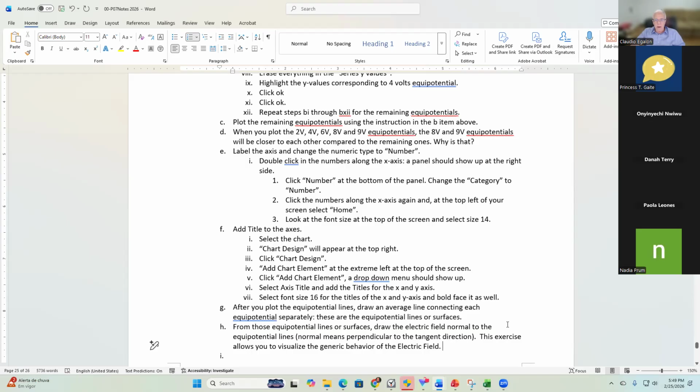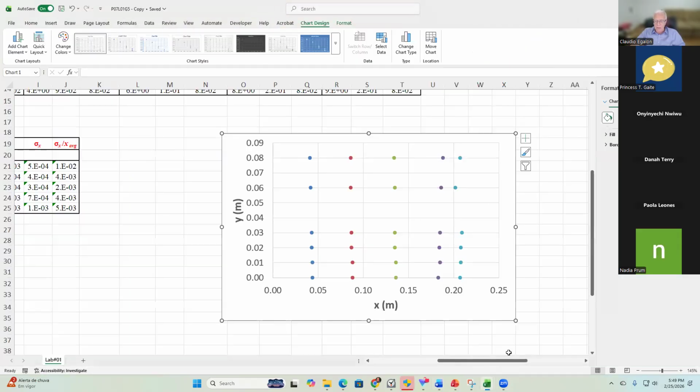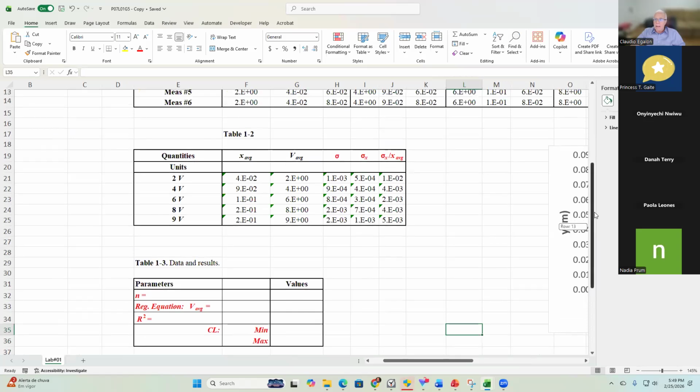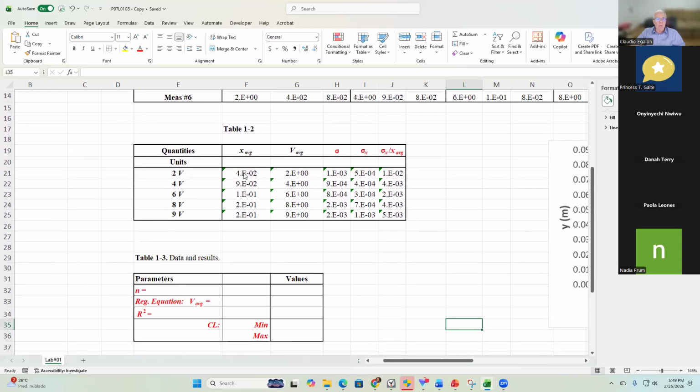This one is just our first graph. The first graph takes a long time to do because it is actually a total of 5 graphs in one. The next thing you have to do, you're going to plot table 1.2, the average versus x average. That's the second graph you're going to do, and we're going to do that next week when we meet.